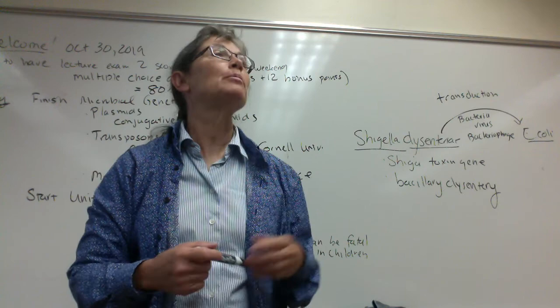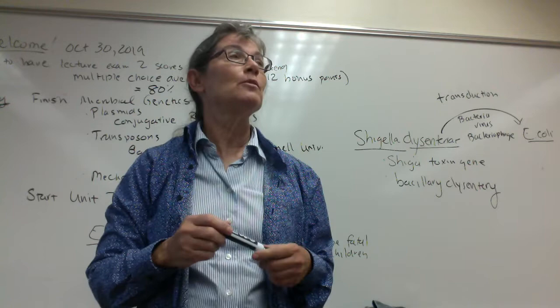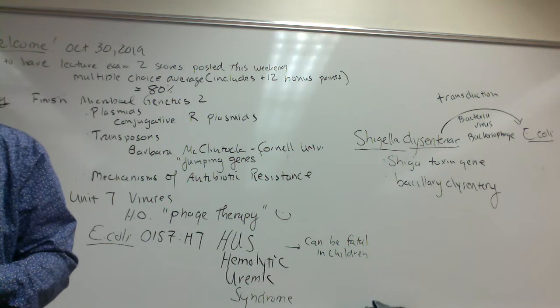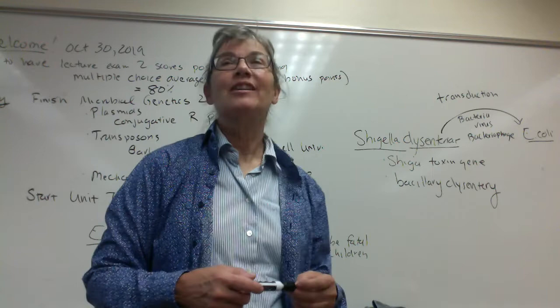Okay, good. So you guys, if I ask you, how did E. coli acquire the Shiga toxin gene, what are you going to tell me? Transduction, right? And specifically, what does that mean? Delivery of the donor Shiga toxin gene by a bacterial virus or bacteriophage. Awesome. Good job, you guys.